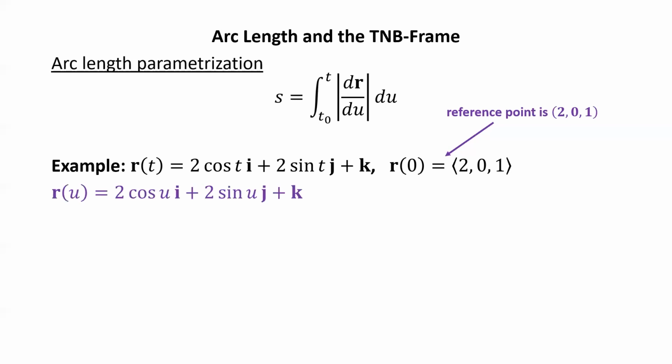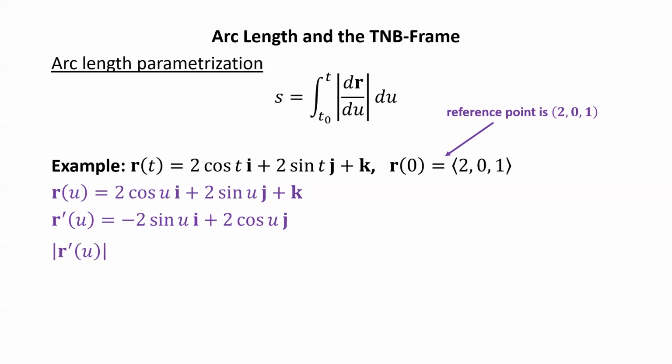First, I'm just going to change the t to a u. So r of u is 2 cosine u i plus 2 sine u j plus k. I just changed the name of the variable. Now we take the derivative. dr/du, or equivalently r prime of u, is negative 2 sine u i plus 2 cosine u j. The k component goes away.